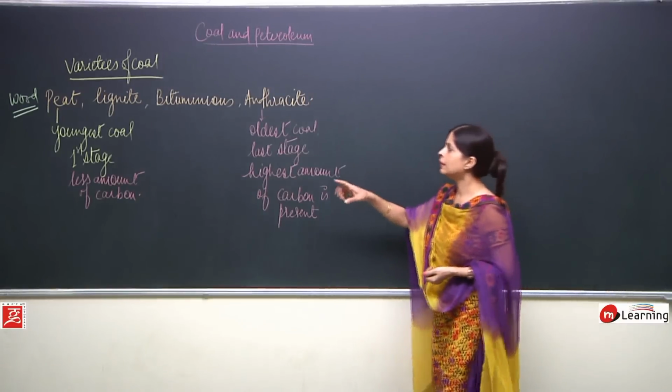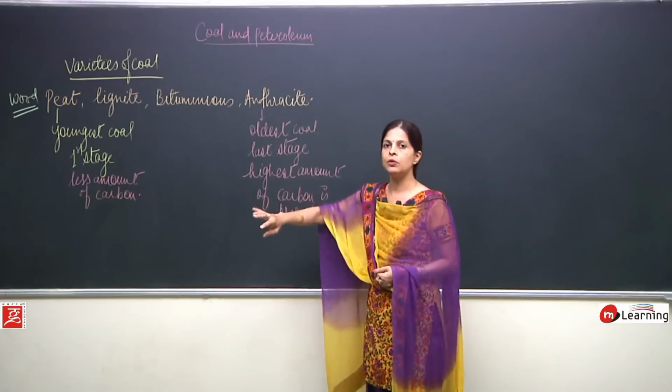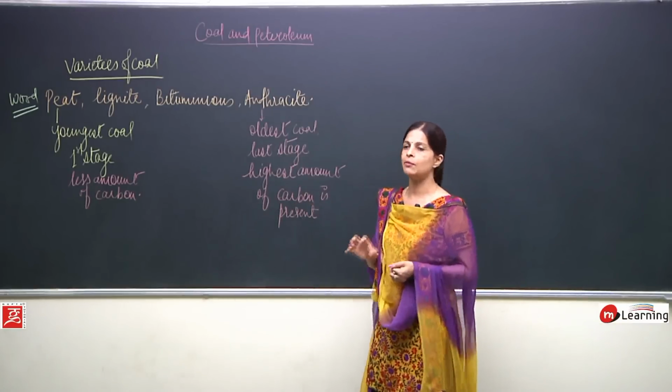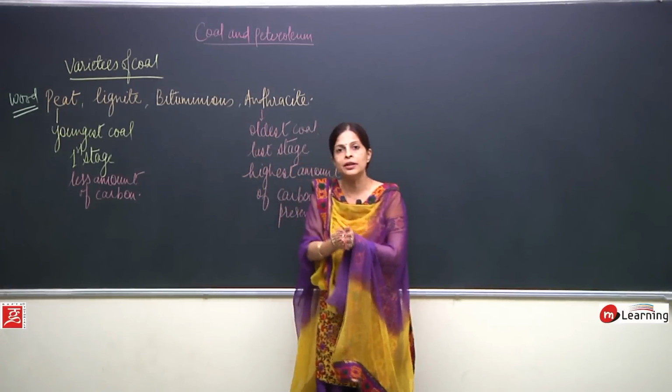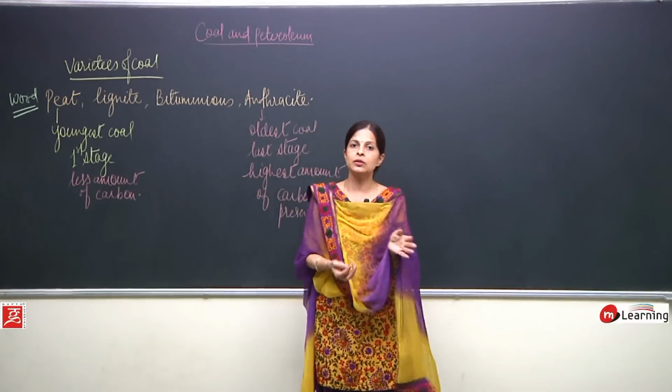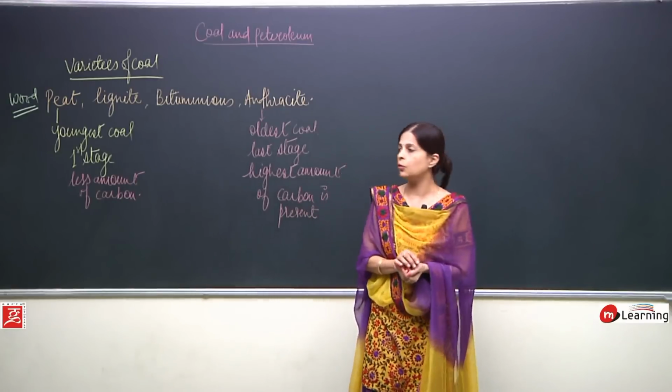Now, peat is the youngest coal. That means it has very little carbon in it. It is the first stage, that means when the wood gets converted into coal. So this is the youngest coal.